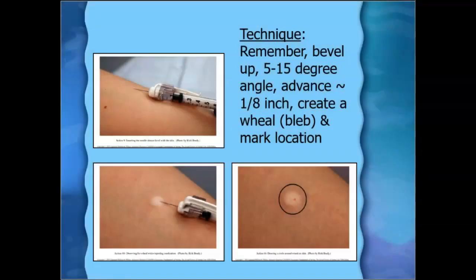Okay, so here's the technique. Remember, bevel up, right? And you're going to go 5 to 15 degrees, and you're going to literally advance your needle under the skin there, right? With the bevel up, you're going to push it in a little bit further, and then you're going to form your bleb, or wheal, by pushing the medication under the skin. So you're going to get this nice little bubble here that will mark the location.